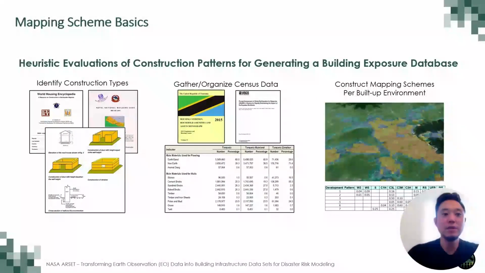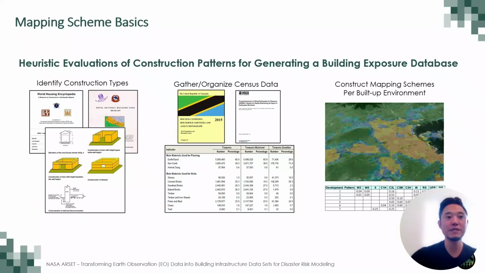So now that we know the unique development patterns, we need to be able to associate a mapping scheme to each of them. So mapping schemes basically give you a breakdown percentage-wise of the built-up environment. Mapping schemes can include story height profiles, structural type profiles, occupancy, TIV later on. But basically, each development pattern gets this unique distribution for future analysis.